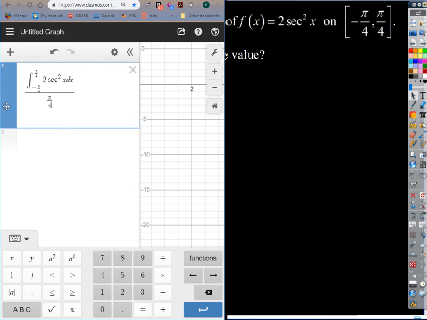pi fourths minus negative pi fourths. Right? As long as I know how to set it up, I'll let the technology do it, and that's my answer right there.